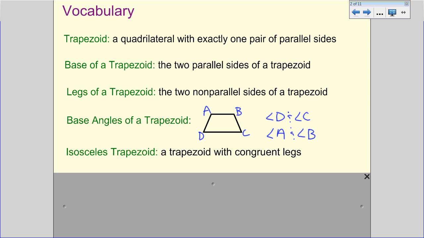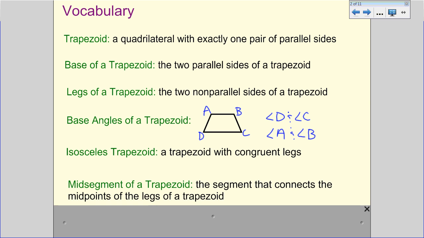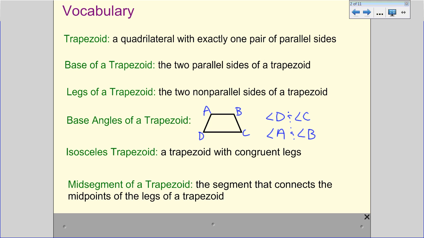An isosceles trapezoid is a trapezoid with congruent legs. And then the mid-segment of a trapezoid is just the segment that connects the midpoints of the legs. So we're going to take a look at that and those things a little bit later on. Like I said, I would pause here because there's quite a bit of writing to do, and these are all important vocabulary words to have.